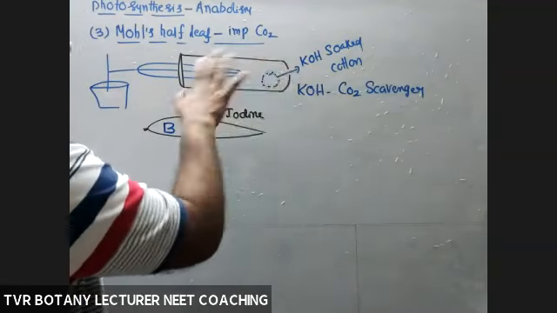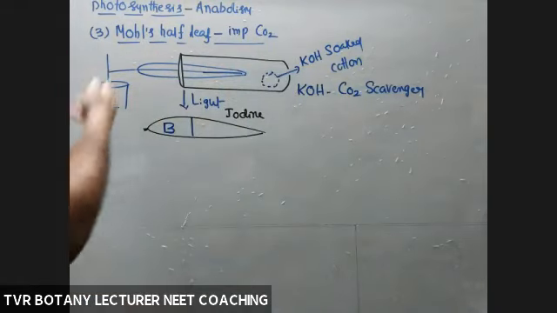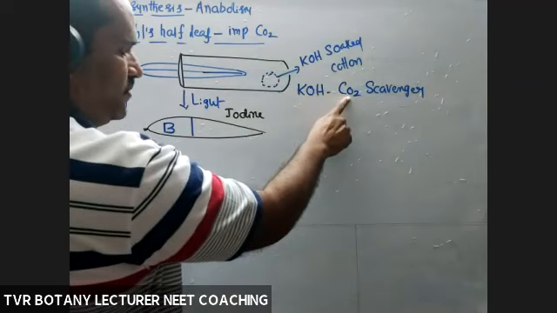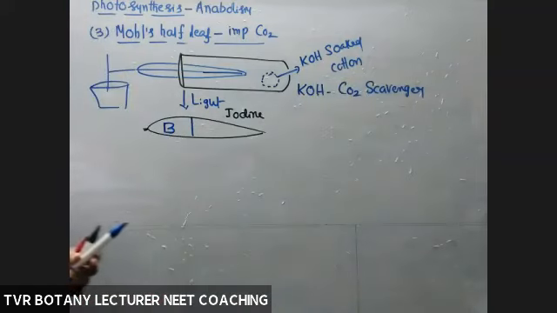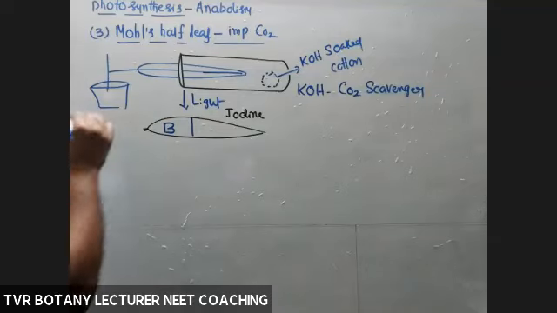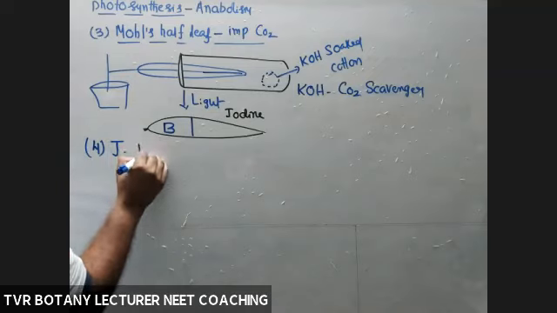Within the test tube, the limiting factor is CO2. The rest of the factors, light, chlorophyll, water, everything is available, supplied from the pot. Limiting means less available, so the limiting factor is CO2. According to this experiment, CO2 is important for photosynthesis. Next, fourth experiment: Joseph Priestley's experiment.